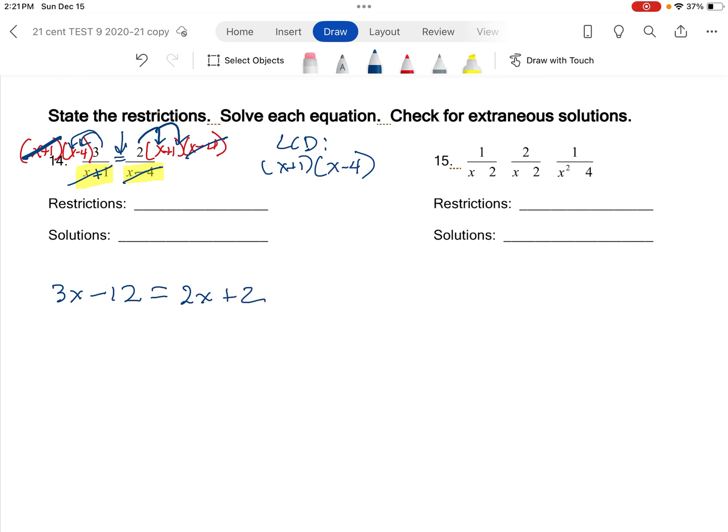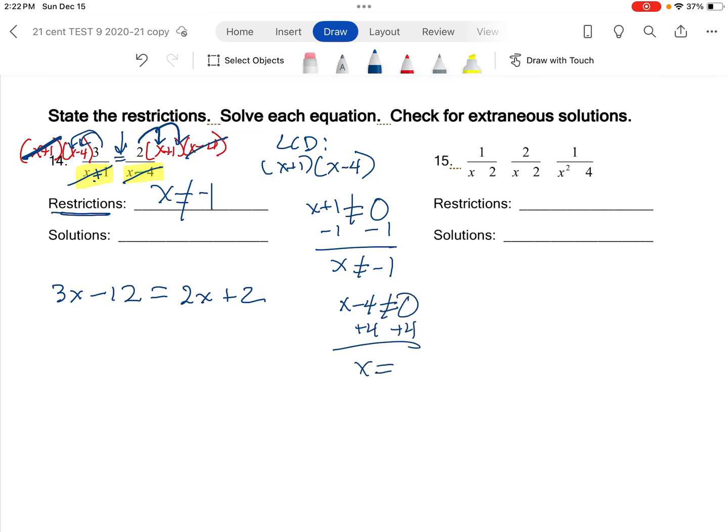Okay. I'm going to do my restrictions. In this denominator, I have x plus 1. It can't ever be a 0 in the denominator. So I'm going to say cannot equal 0. So when I subtract 1, I get x cannot be a negative 1. There's my first restriction. In this denominator, I had x minus 4, and that can't be a 0. So I add 4. X cannot be 4.